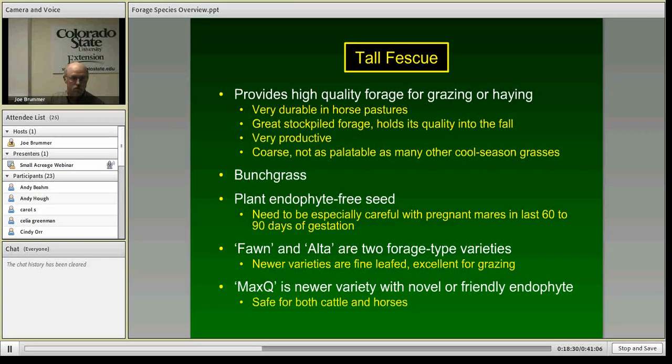Again, a lot of different varieties out there. Fawn and Alta are just two possibilities, but there's one on the bottom there, this Max Q, which is a newer variety. It has the endophyte in it, but the endophyte does not produce the toxin that causes the problems in either cattle or horses, so it's safe to feed to both cattle and horses.